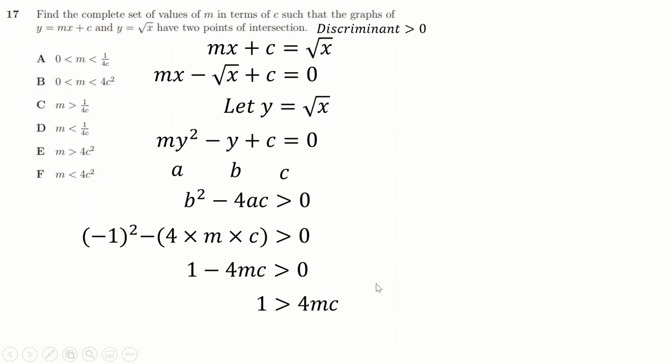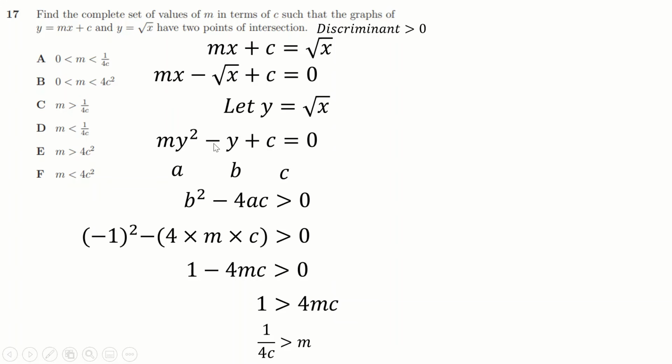And now you maybe want to be a bit careful here, and this is where the graphing comes in. Now it's easy to just divide by 4c and say this, which is one of the answers. But you need to be careful of two things here. Firstly, what if c is less than 0? Because when you divide by c, you need to flip this sign, which would actually give you another one of the answers.